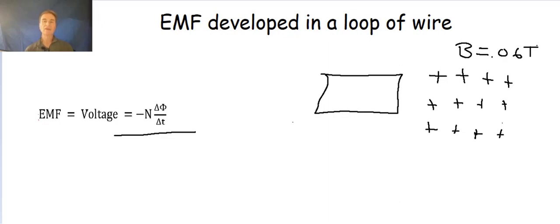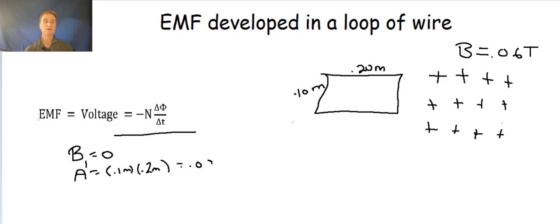Now, initially, my loop of wire is not in a magnetic field at all. And so the magnetic field initially is going to be 0, so B initial is equal to 0. The area of my loop, let's say that it is 10 centimeters on this side and 20 centimeters on this side, so 0.1 meters and 0.2 meters. And so our area is going to be 0.1 meters times 0.2 meters, which turns out to be 0.02 meters squared. So there's the area of the loop that we're going to be working with.